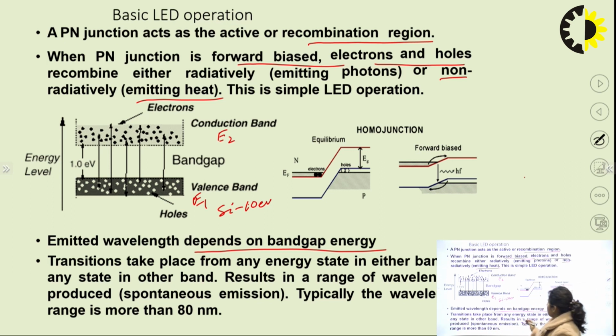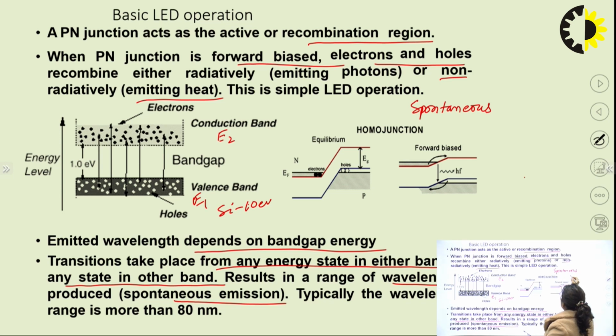So transition takes place from any energy state in either band to any other state in the other band. We have already discussed multiple energy levels in a particular conduction or valence band. So the electron can move from one energy band to another energy band. Here it is moving from the valence band to the conduction band. In the conduction band also it will move from a lower energy state to an upper energy state. So it results in a range of wavelengths produced by spontaneous emission. So there is a new term, which is spontaneous.